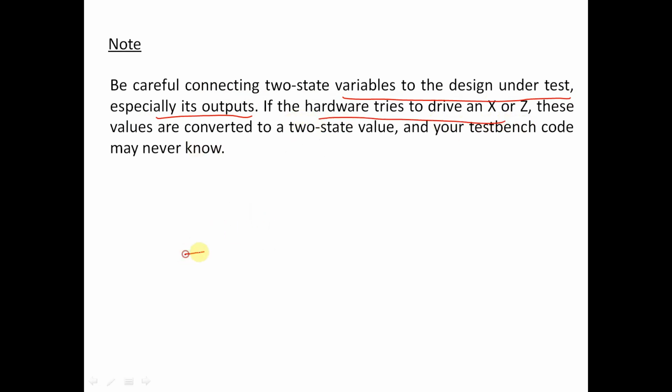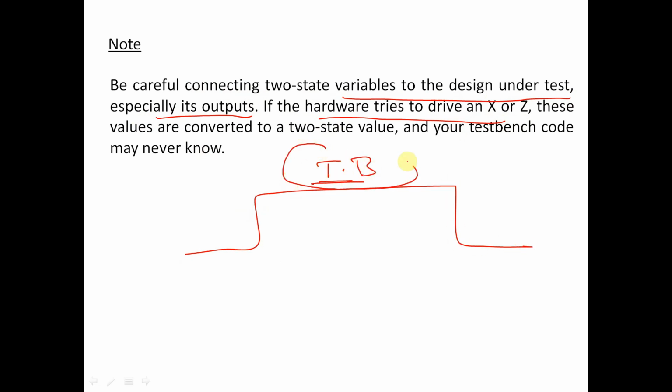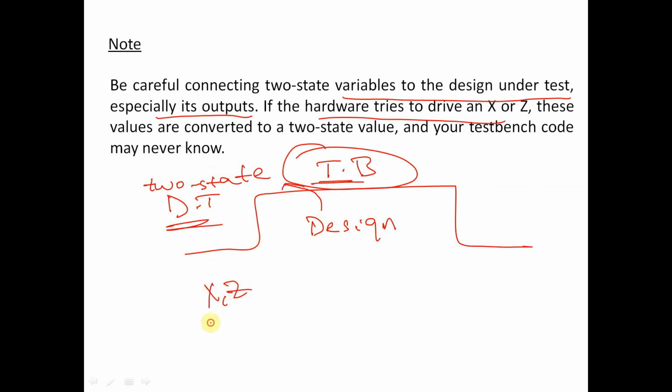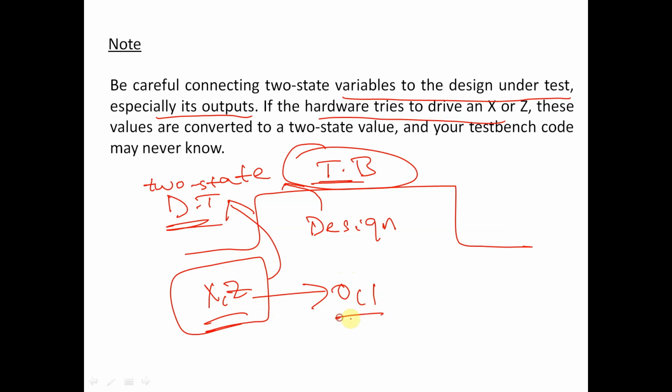Yeah, so by using SystemVerilog, we are basically writing the test bench, right? So if this test bench is connected to a design and we are collecting the outputs of the design into a two-state data type, and if the design throws x or high impedance values, and we try to store this in our two-state data type, then the simulator will convert these x or z values to 0 and 1. So we will not know whether our design has given x or z values if we use a two-state data type.